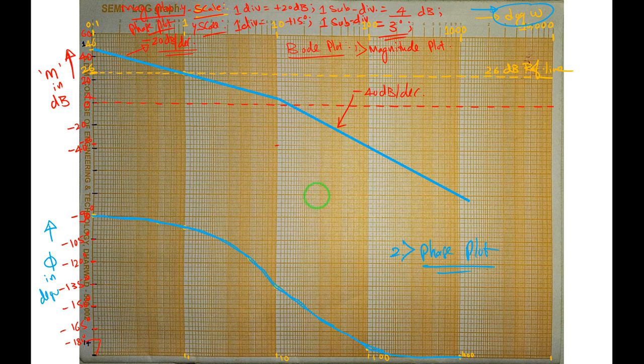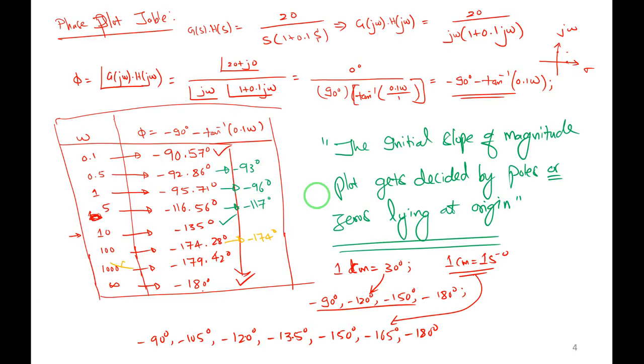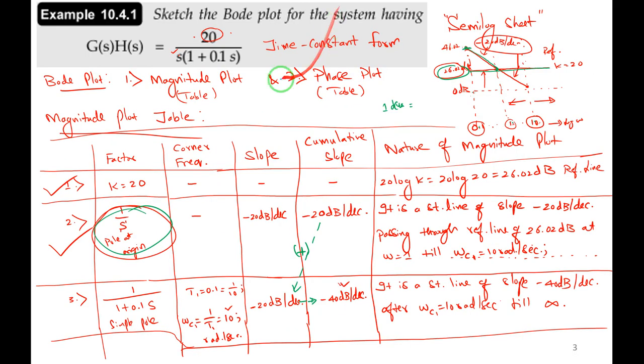I hope this is sufficient for today. What's the time now? 12 to 1. Already 1 hour. If I take another 1 hour, it will go. Another problem. Okay, this problem I hope you understood. Any doubt in constructing the magnitude plot table, you can ask.